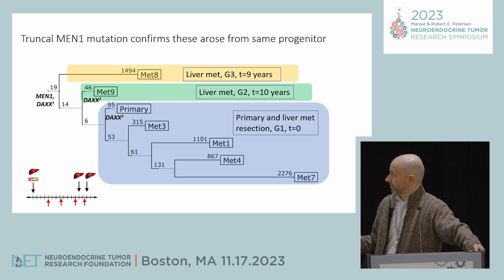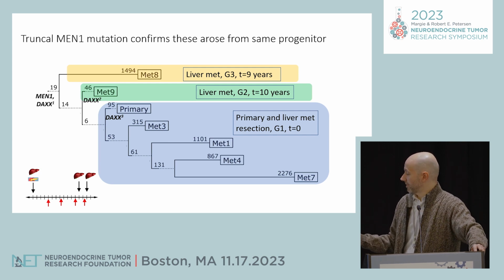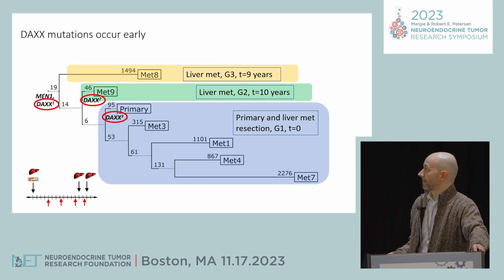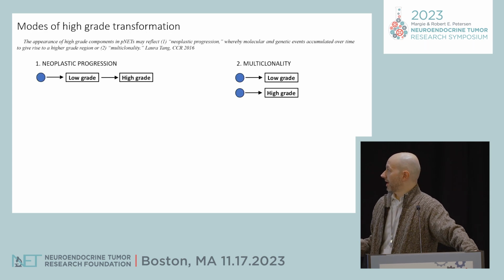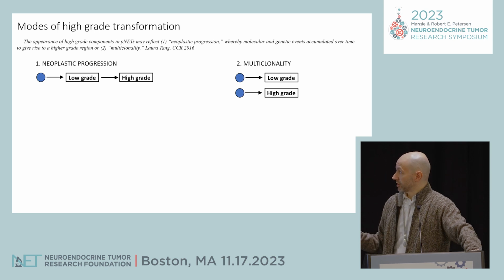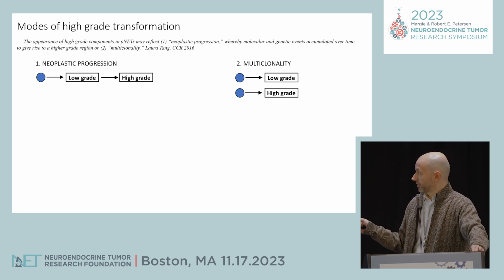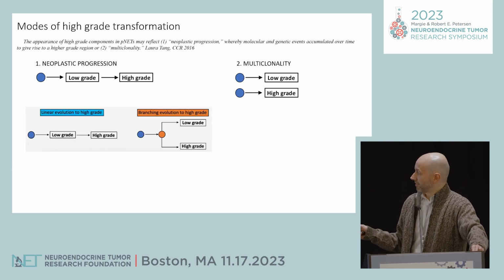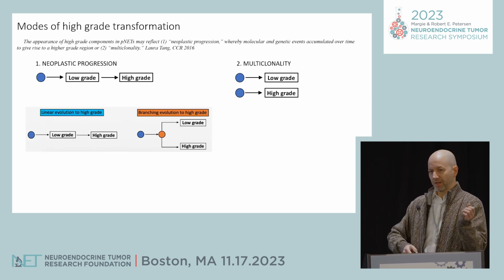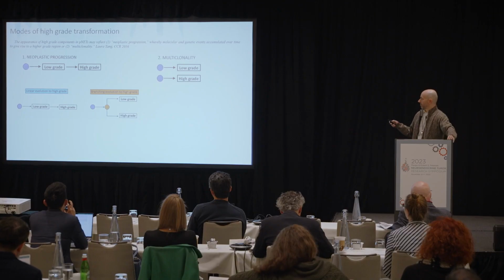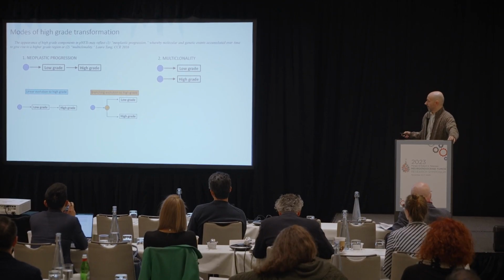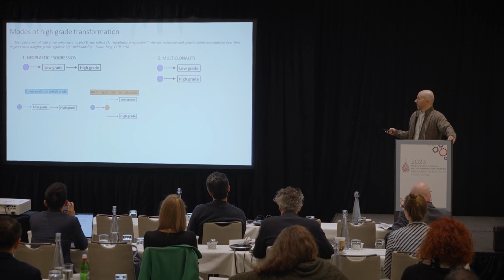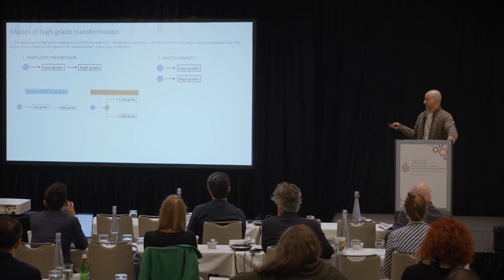DAXX seems to align with each one of these separate branches, and appears to arise early. And so coming back to Laura's initial hypothesis, it doesn't seem to be multiclonal, but it's not quite this neoplastic progression thing. It's a really divergent early event happening, and then many different subclones, and some of those have then transformed to high grade. So how common do we see that pattern?